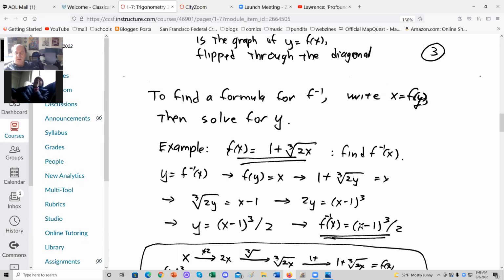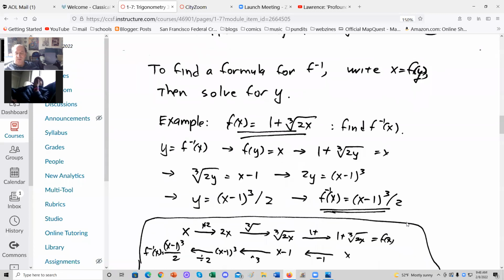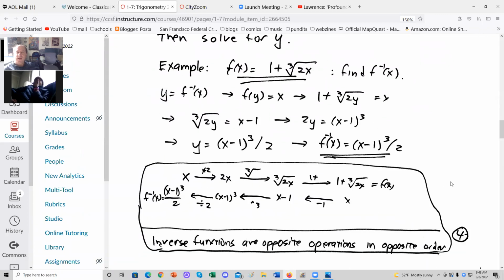F inverse is x minus 1 all cubed, all over q. Now here's a curious fact. Look what happens with the first function, the 1 plus cube root of 2x. It starts with x, then it doubles it to get 2x. Then it takes a cube root to get the cube root of 2x, then adds 1 to get 1 plus the cube root of 2x.